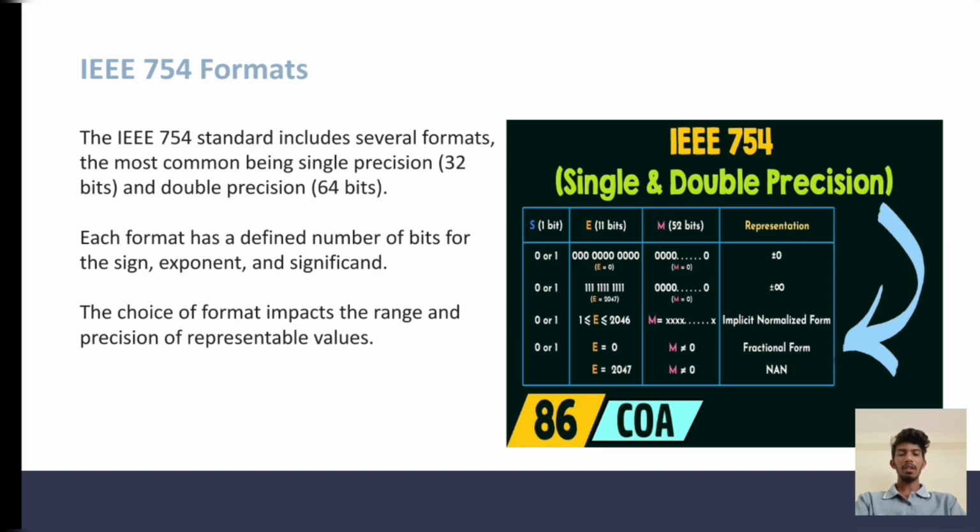IEEE 754 formats. The IEEE 754 standard includes several formats, the most common being single precision, 32 bits, and double precision, 64 bits. Each format has defined numbers of bits for sign, exponent, and significand. The choice of format impacts the range and precision of representable values.